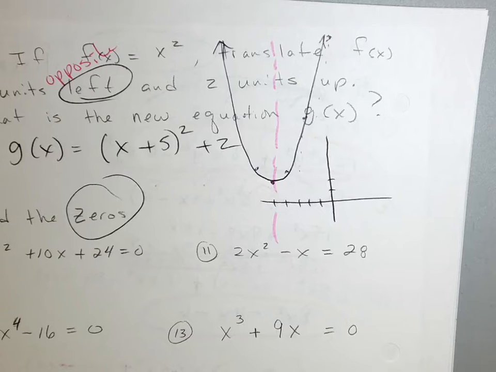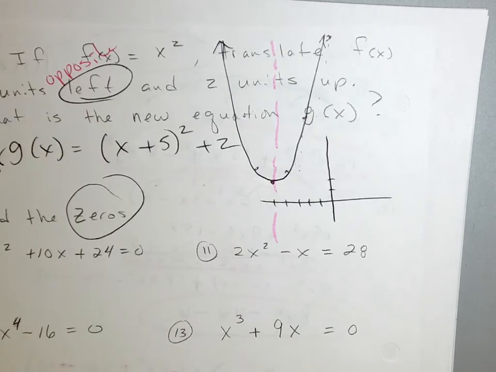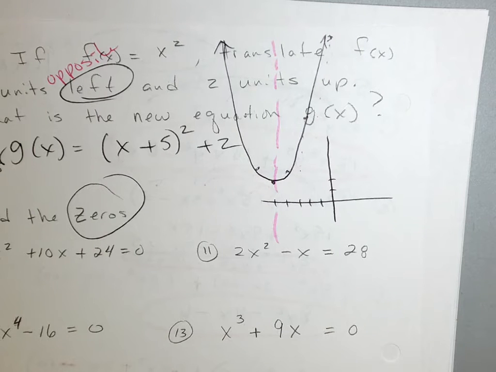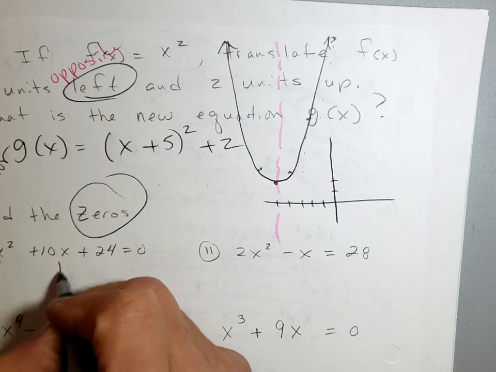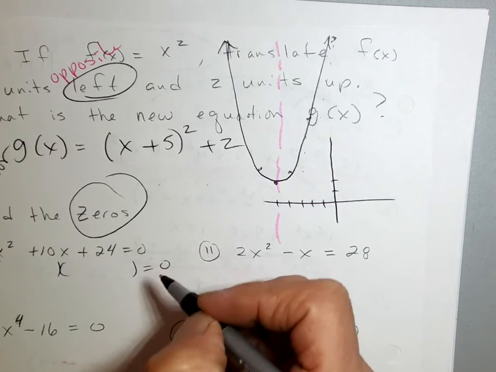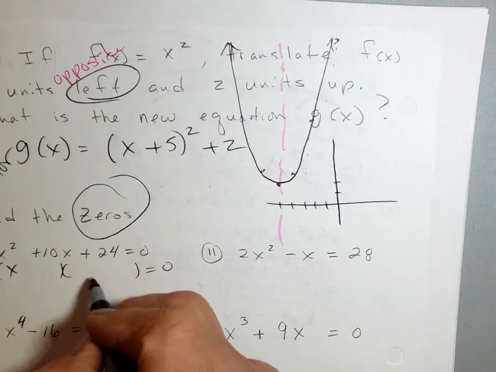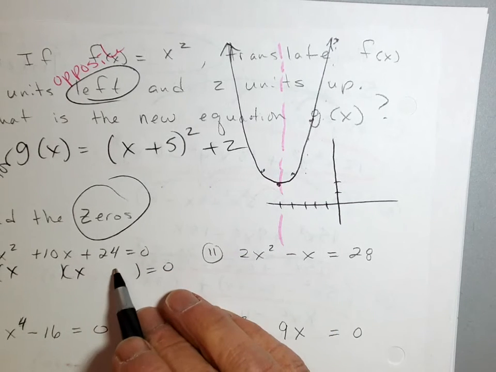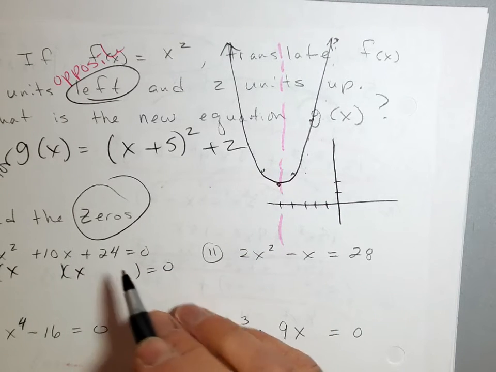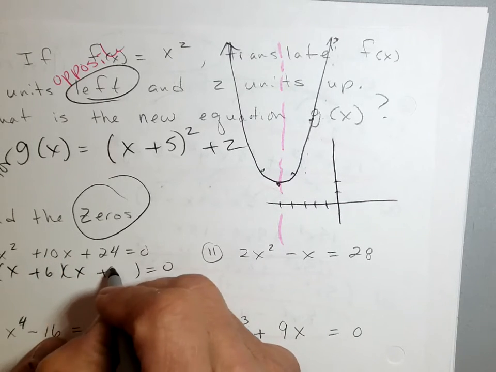Okay, to get zeros, we're going to have to factor. Well, let's see. If I'm going to have to factor, I'm going to go, okay, parentheses, parentheses, right? And I know the only way I can get an x squared is with an x times an x. What times what makes 24? 6 and 4, which makes the 10, perfect, plus 6 plus 4, right?